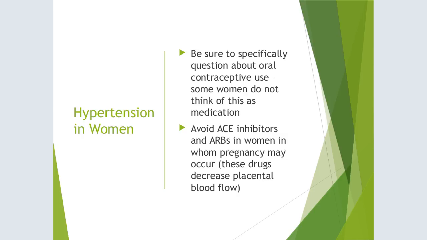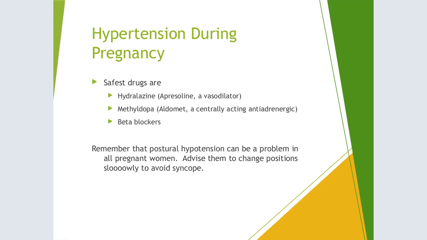Avoid ACE inhibitors and ARBs in women in whom pregnancy may occur because they can cause decreased blood flow to the placenta, and they may cause some birth defects. No ACE inhibitors and ARBs in women who are pregnant. Hypertension during pregnancy: Apresoline is good. Aldomet is good.